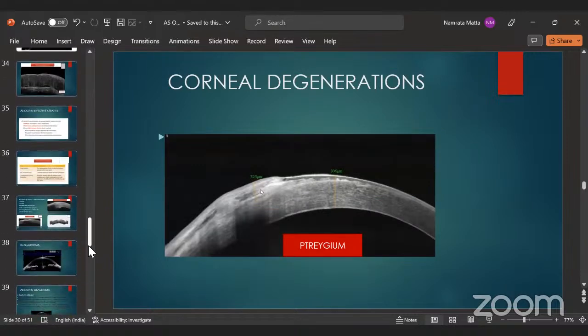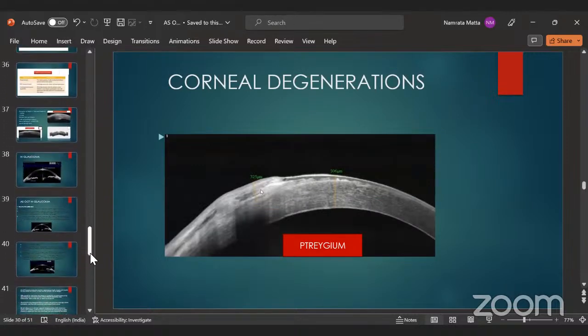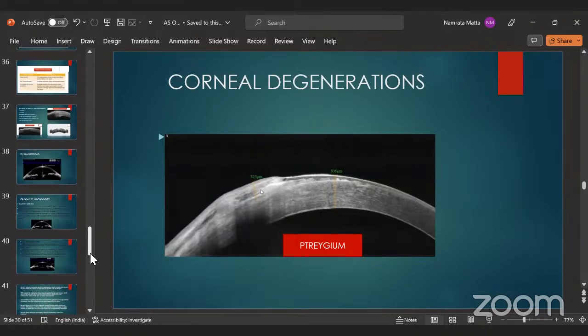So if we do the same imaging that you are showing of pterygium with the regular OCT that we use for retina, it will not show the posterior corneal surface below the pterygium. Yes, sir. Okay.